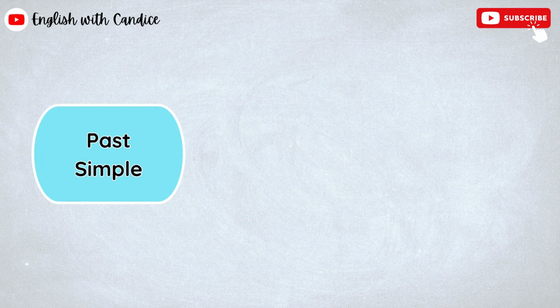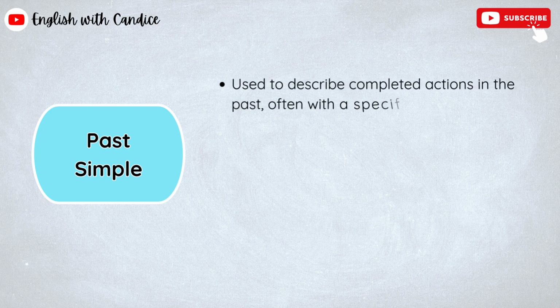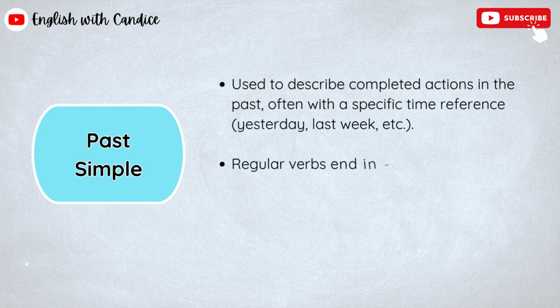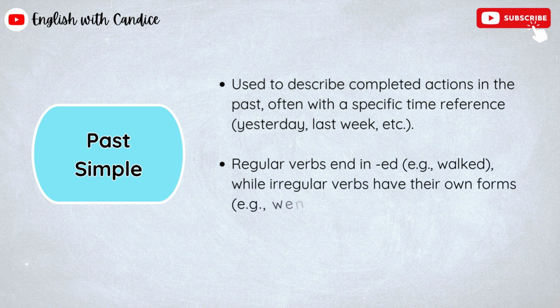Let's start with the past simple tense. We use this tense to describe completed actions in the past. For regular verbs, we add ed to the end of the verb, like walked, and for irregular verbs, on the other hand, they have unique past forms, like go becomes went. Unfortunately, for irregular verbs, you will just have to memorize them.